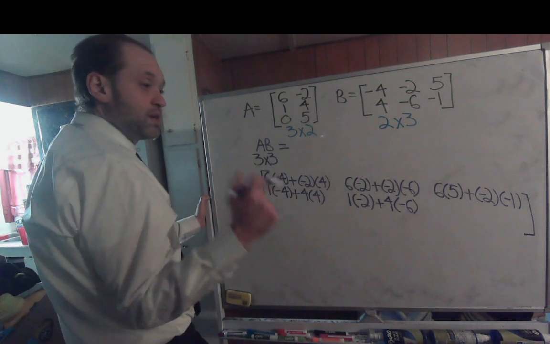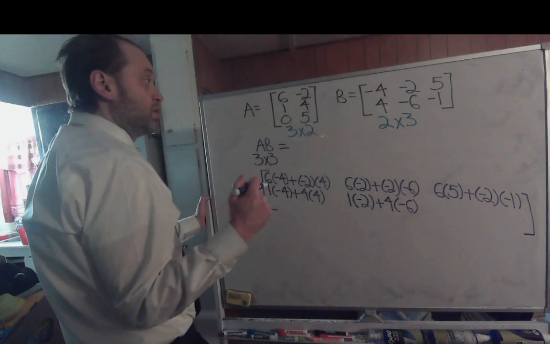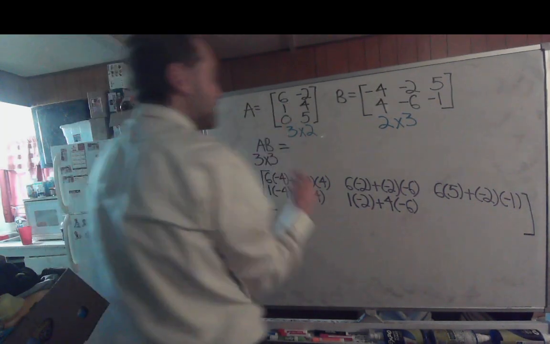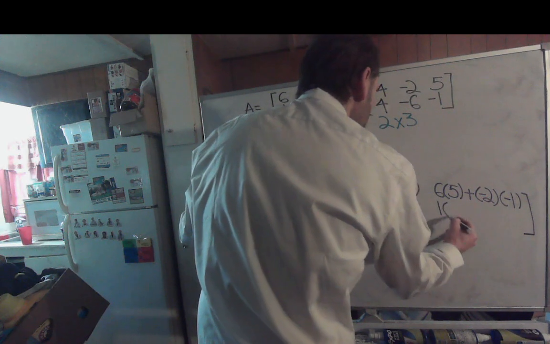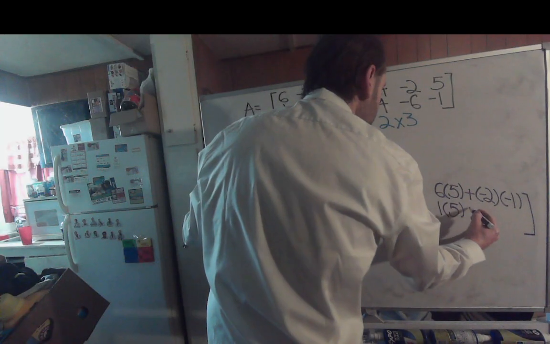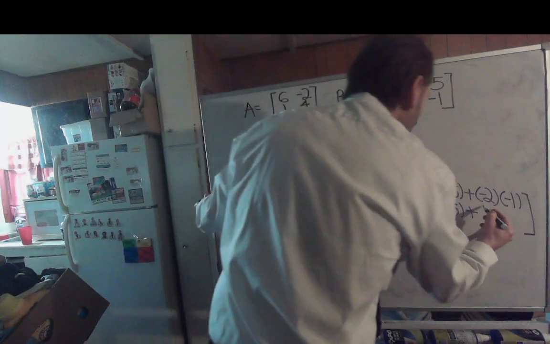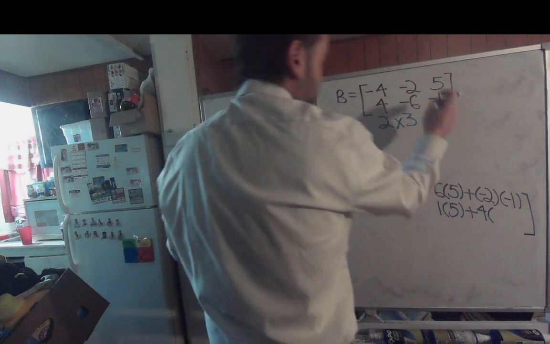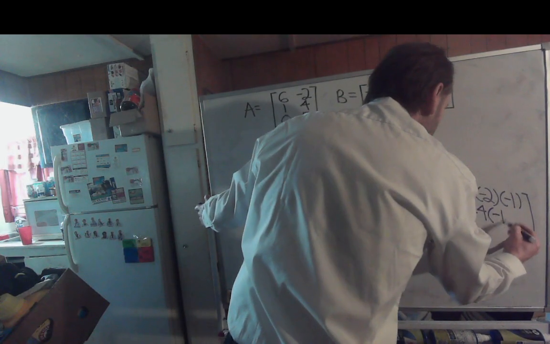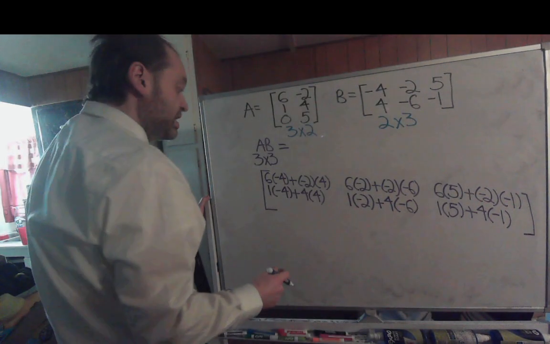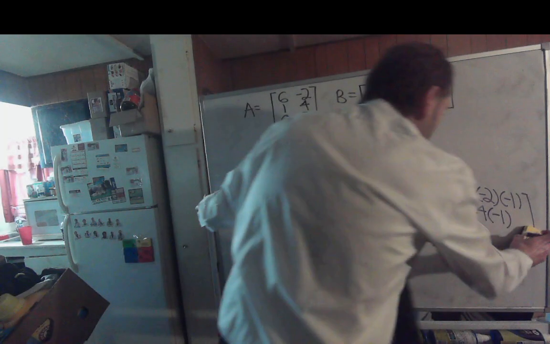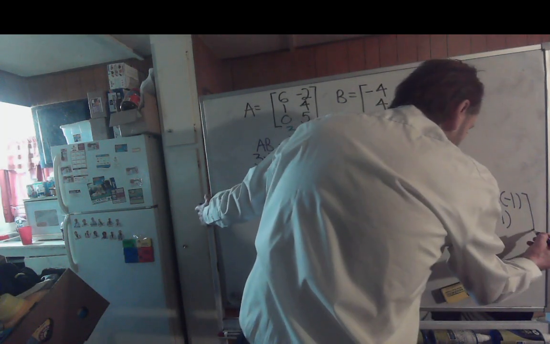To get the third number in the second row, you would take the first number in the second row of 1, times the first number of the third column, which would be 5, plus you'll take that second number in the second row, which would be 4, times the second number in the third column, which would be -1. And then last but not least, why don't we go on to finding all the third row.